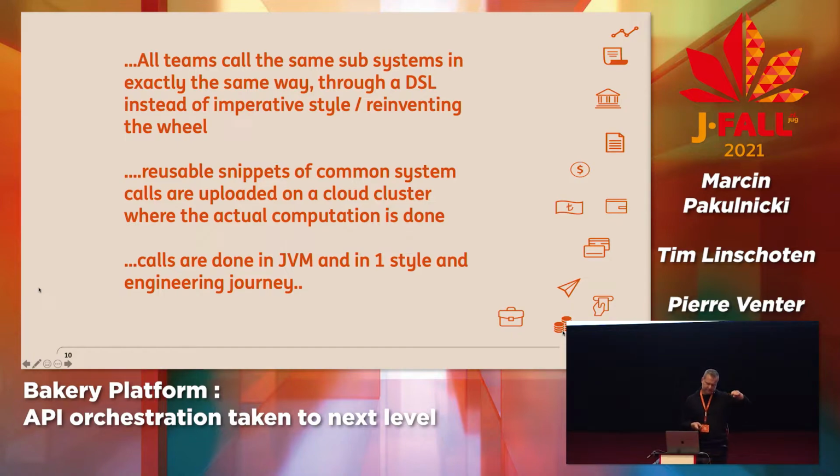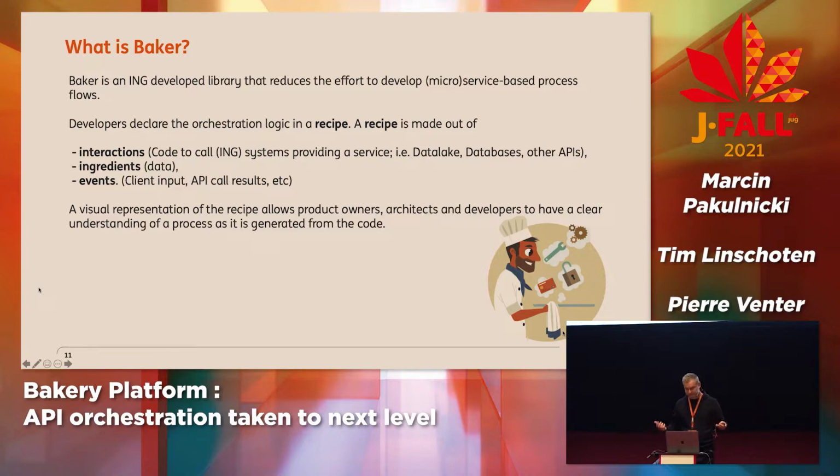So remember the two slides before, quite abstract notes, but this is actually what it comes down to if you want to reach this scalability. All the teams need to call the same subsystems in exactly the same way. And you don't want to do it in imperative or functional style, reinventing the wheel, rewriting the code. So ideally, you abstract it behind a DSL. That DSL needs to be reusable, so it needs to be stored somewhere to be reused by other teams. And of course, it's JVM, so we do it in Java and Scala. So this is why we came up with the Baker library.